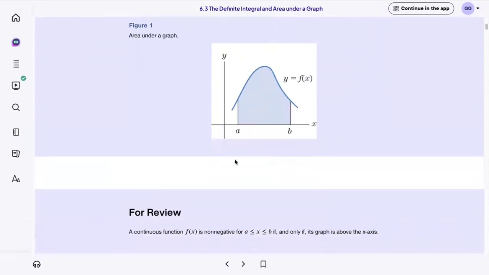So yeah, this is a beautiful picture. I have this graph, f of x, in blue. The blue color is the graph of a function. Then we have lower limit a, and upper limit b. So the shaded area will be the integral from lower limit a to upper limit b of f of x dx. Okay, so that represents the area of this.